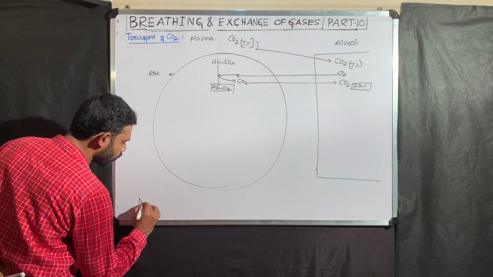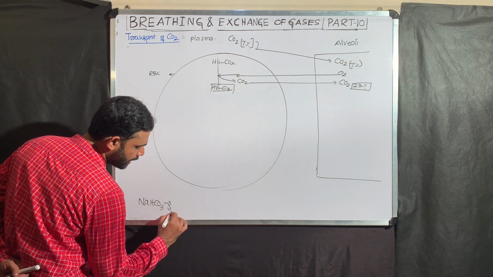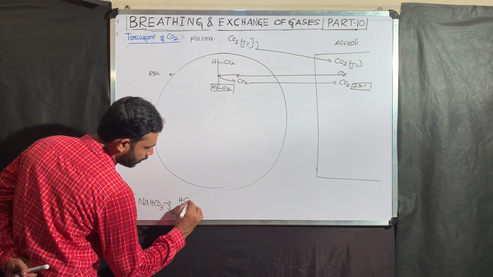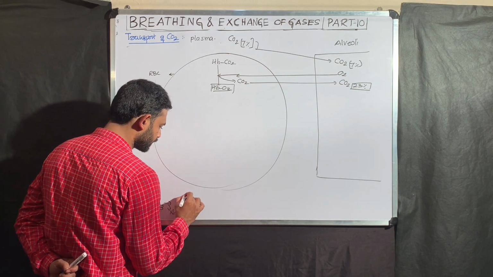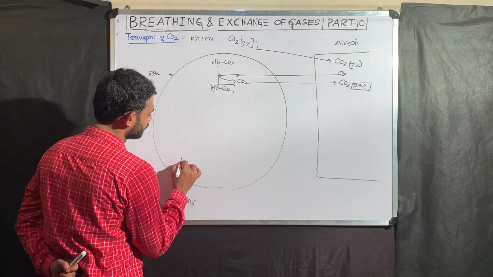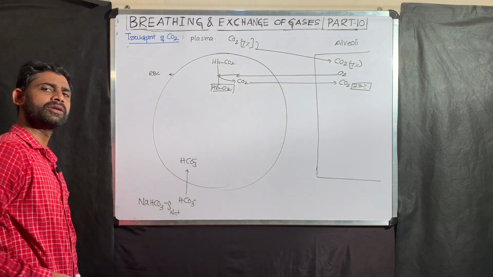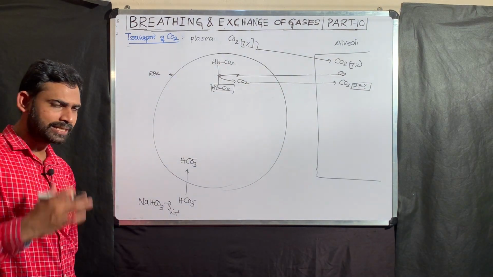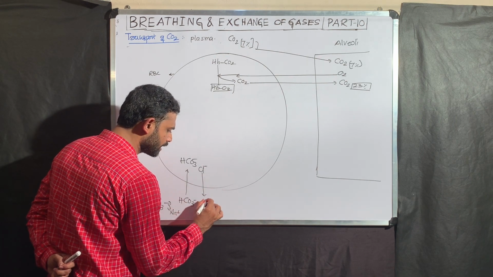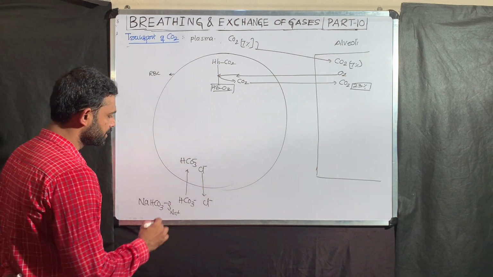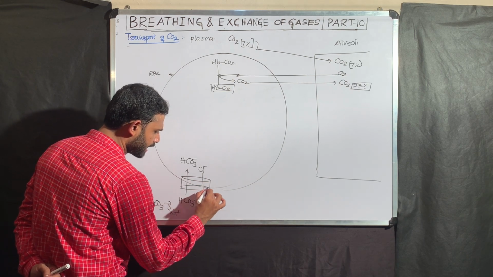Here that sodium bicarbonate dissociates into sodium ions plus bicarbonate. Now this bicarbonate enters into the RBC. Then what is happening? Once the bicarbonate enters the RBC, the chloride ion inside will come out, Cl minus. This is through the anion exchanger.